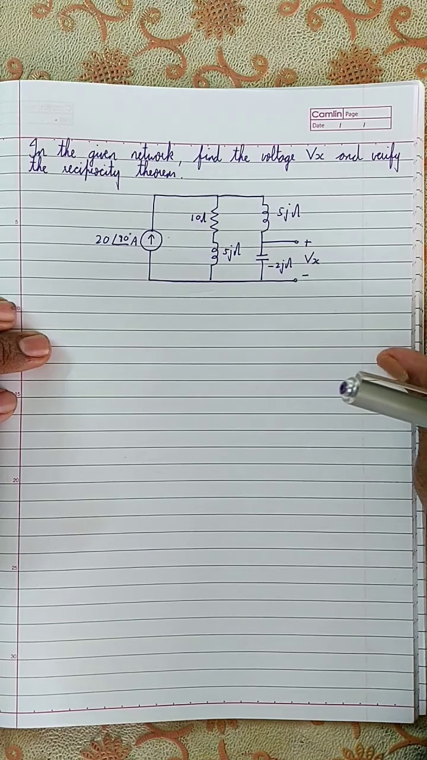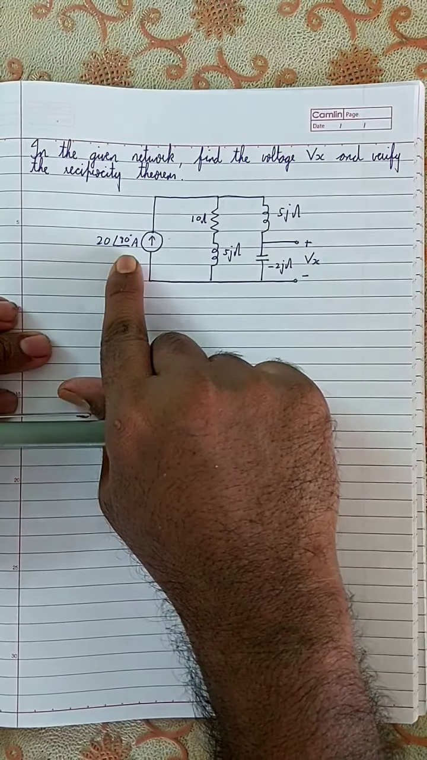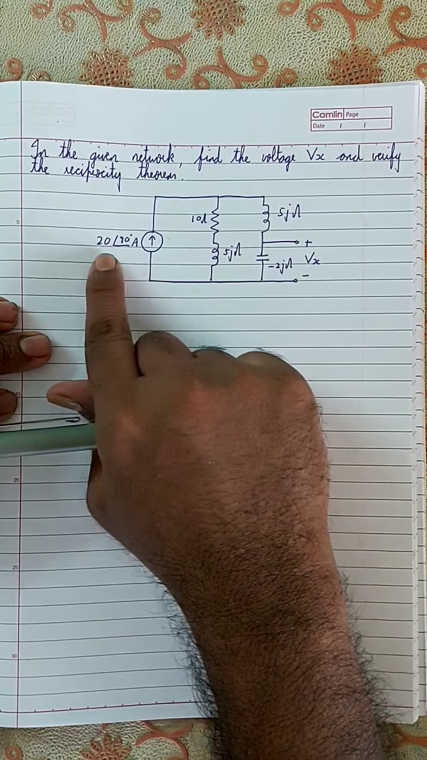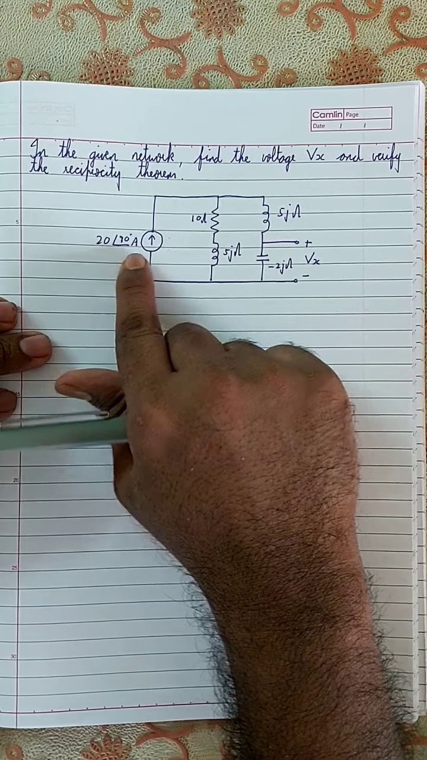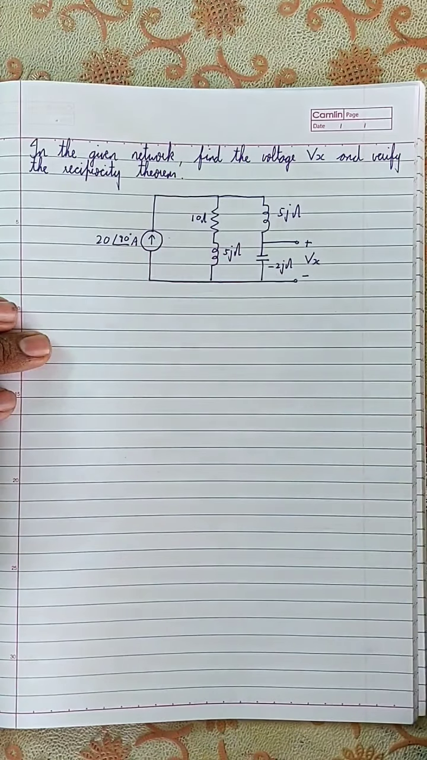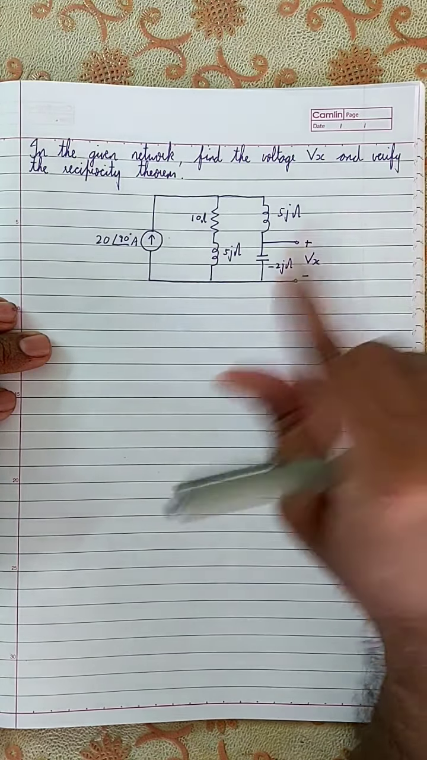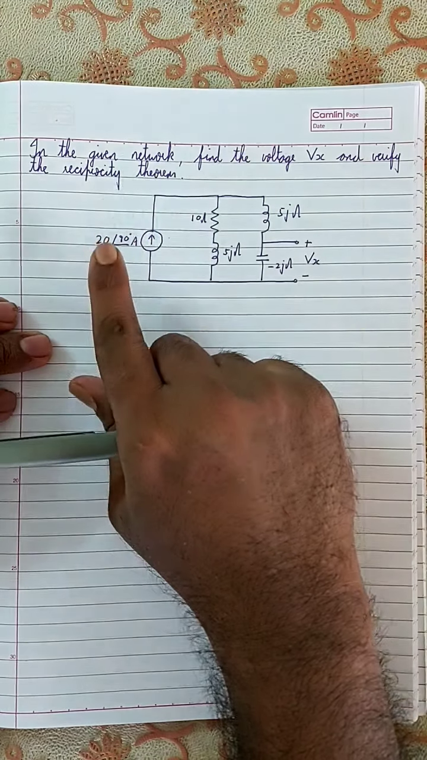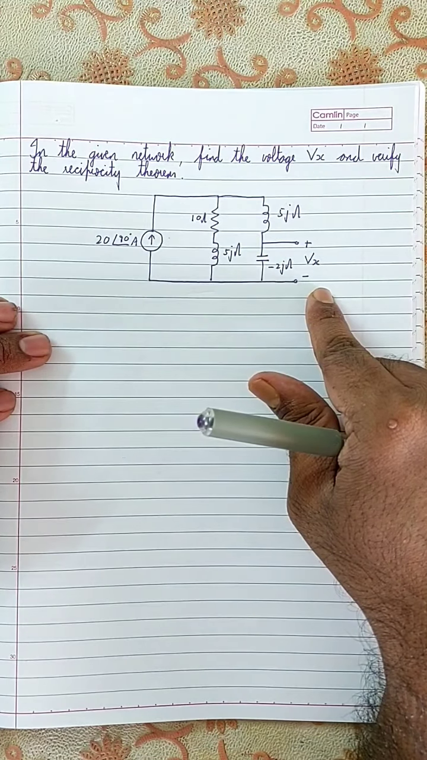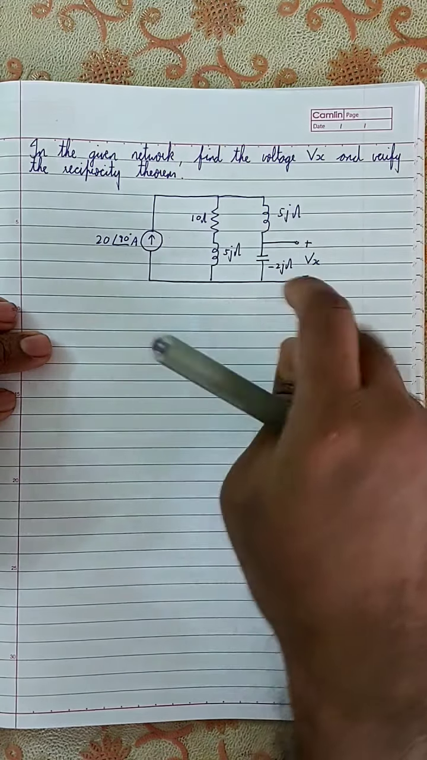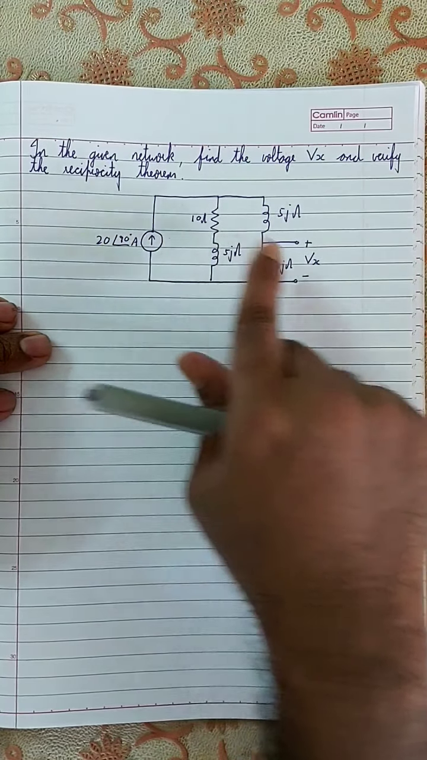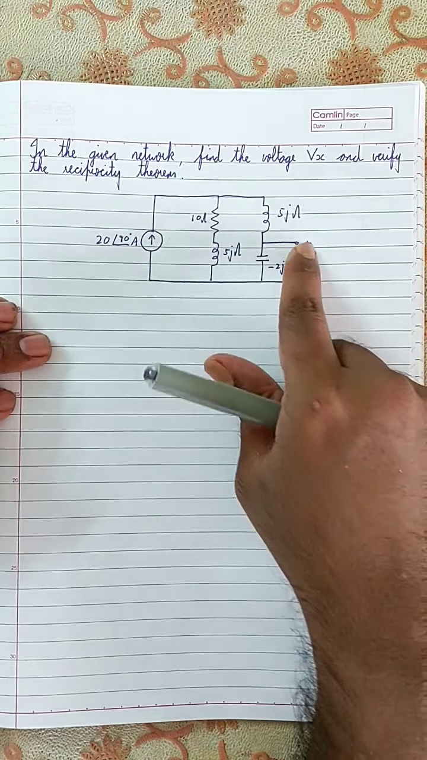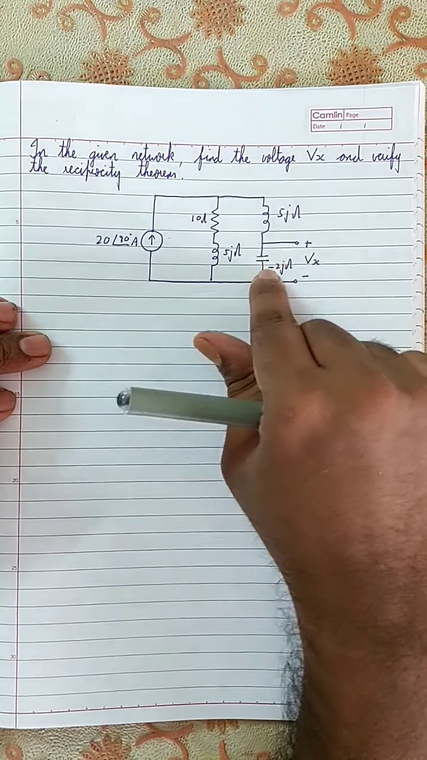And here we have a single current source, 20 angle 90 degree amperes. In the last problem that we did, it was a voltage source and they were asking us to find the current. Now it is reverse. Now the current source is given and they are asking us to find the voltage across this capacitor.